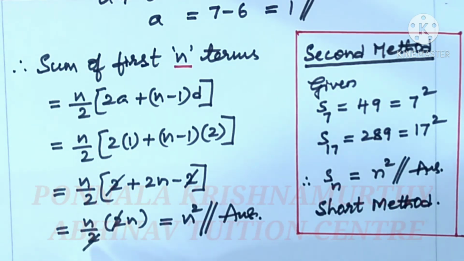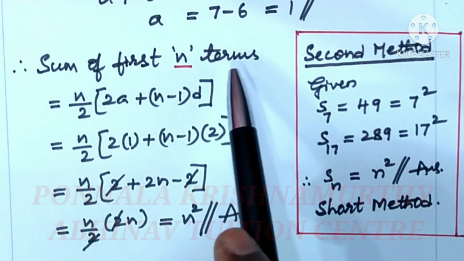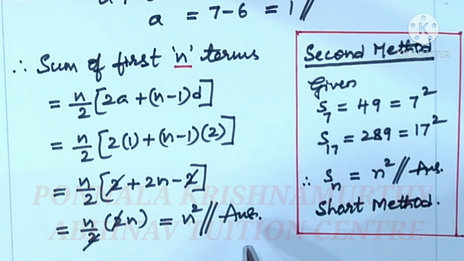Therefore that is equal to n by 2 into 2n. Here 2 and 2 are cancelled since we have multiplication here. Then n into n is n square. Therefore sum of first n terms is equal to n square, answer.